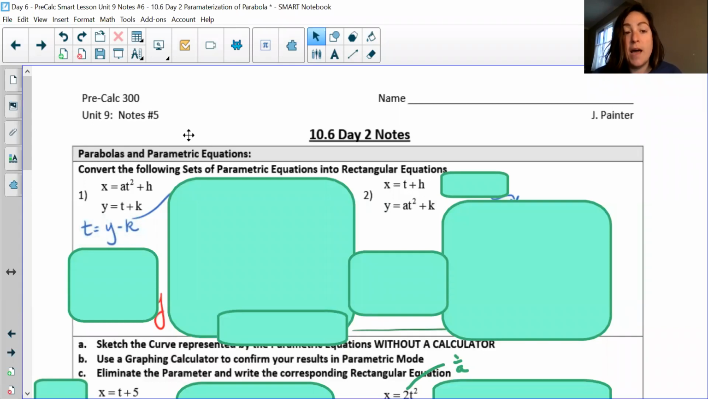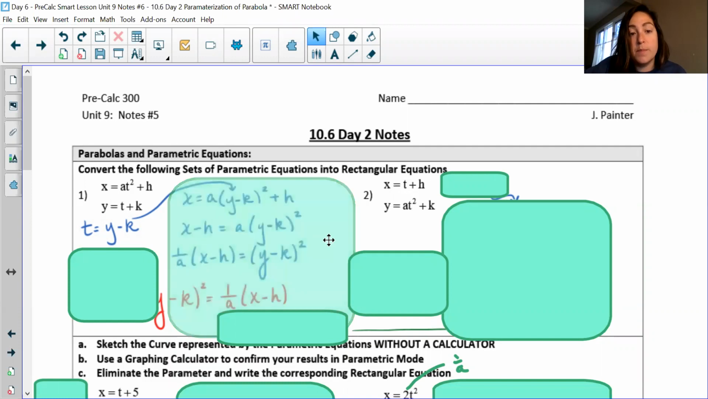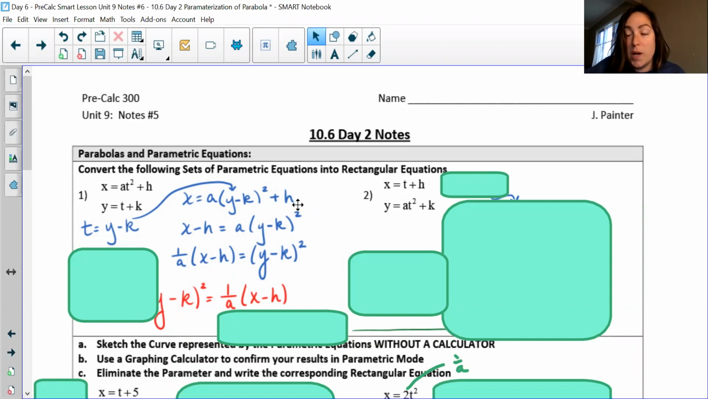So we take that now and we substitute it into the other equation for t. So we get x equals a times the quantity y minus k squared plus h. And now let's put this into a parabola. We know from the start right here that this is a parabola because only y is squared, and that's when we have a parabola. So we're going to want to solve this for the quantity being squared.